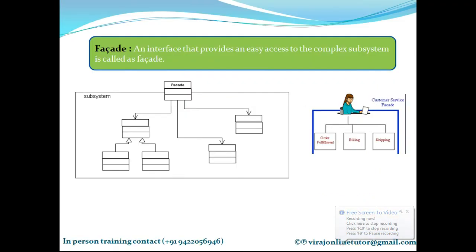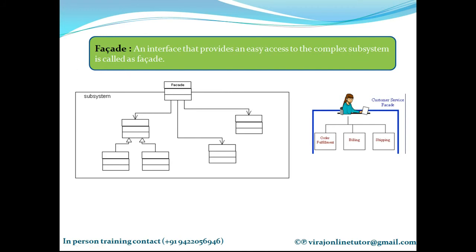So now I will be discussing the facade design pattern. The facade design pattern belongs to the structural design patterns, wherein we use objects in order to build huge structures. Fascinating, na? So the facade pattern is normally used when we want an interface that provides easy access to a complex subsystem.